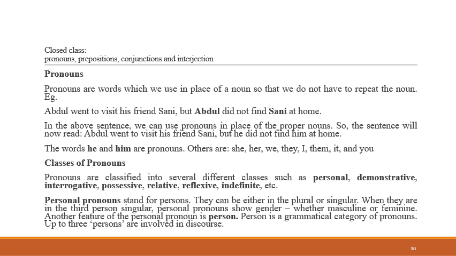The first one is what? Personal pronouns. Personal pronouns stand for person, as you have taken in the other example. They can either be plural or singular. They are in third person, they are in first person, they are in what? Second person. They show gender, whether masculine or feminine. Another feature of personal pronouns is person. That's a grammatical category of pronouns. Three persons are involved: first person, second person, and third person.